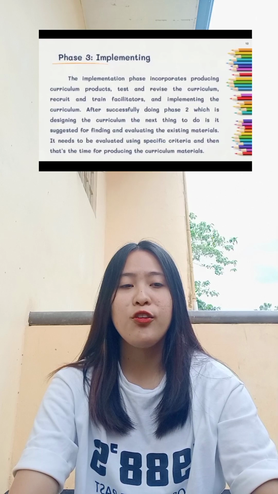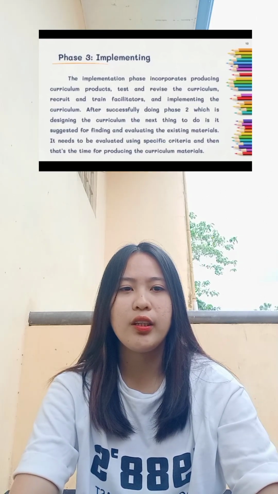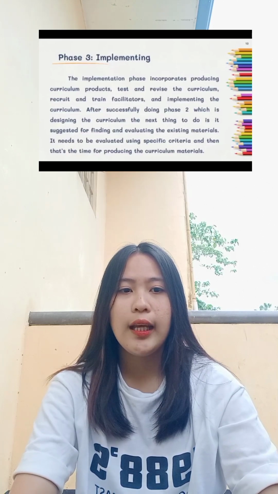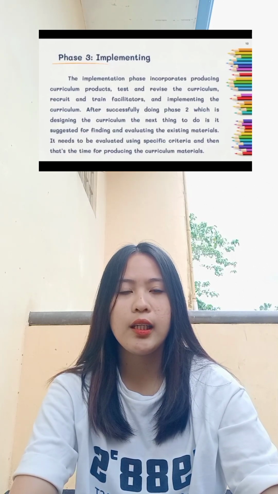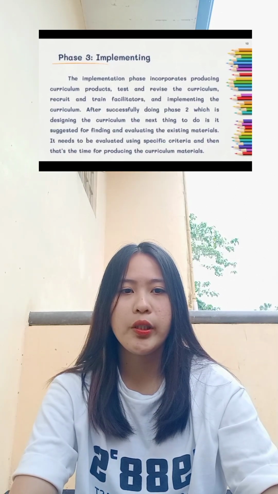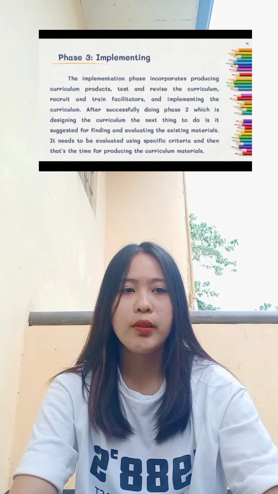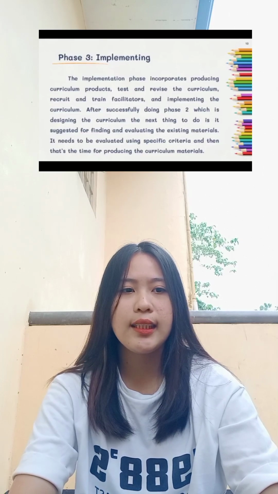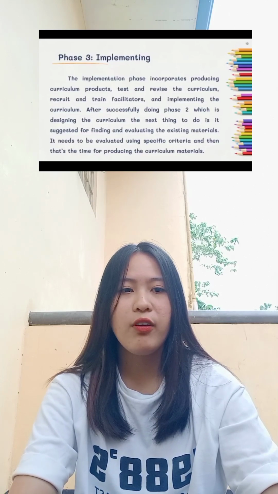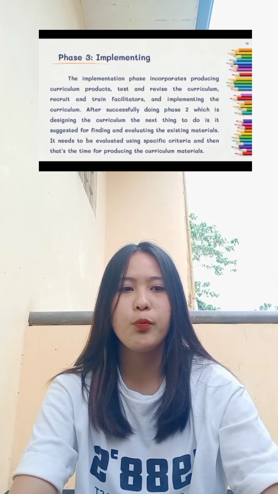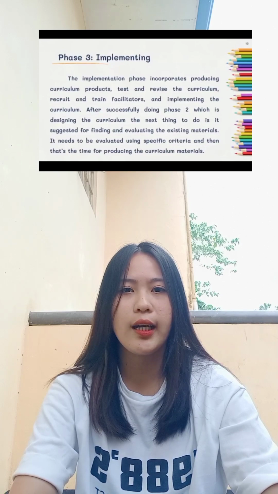Number 3, implementing. The implementation phase incorporates producing curriculum products, test and revise the curriculum, recruit and train facilitators, and implementing the curriculum. After successfully doing Phase 2, which is designing the curriculum, the next thing to do is finding and evaluating the existing materials. It needs to be evaluated using specific criteria, and then that's the time for producing the curriculum materials.